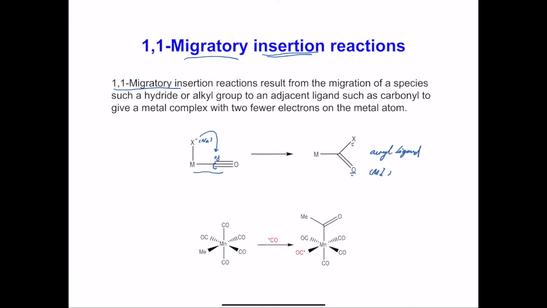Okay, then we also give you another example. That's a real example. You have this manganese pentacarbonyl methyl compound. Here the methyl is the intramolecular nucleophile. So what happens is the methyl will attack one of the carbonyl ligands. You form this methyl acyl ligand.